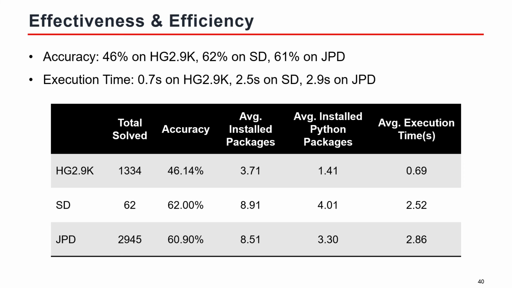Here is the experimental result. Our work, PyEagle, reaches 46%, 62%, and 60% accuracy on the 3 datasets respectively. As for execution time, PyEagle reaches 0.7, 2.5, and 2.9 seconds per project on the 3 datasets.